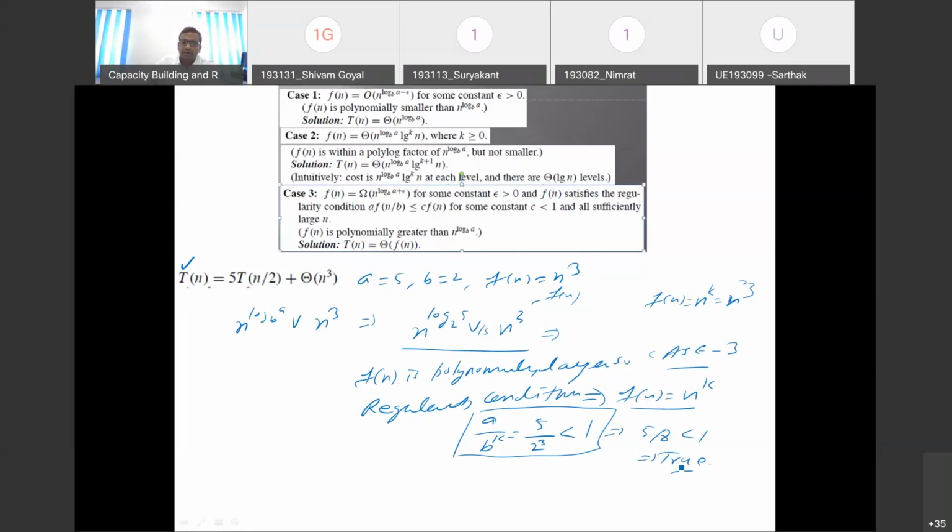So the regularity condition is holding here, plus your f of n is growing polynomially greater, or you can say polynomially faster than your n raised to log a base b. It means case number 3 is applicable. Case number 3 says that the complexity is going to be of the order of f of n. Fine. So how much is f of n? Of the order of n cube. Right? Is there any question? Please ask.